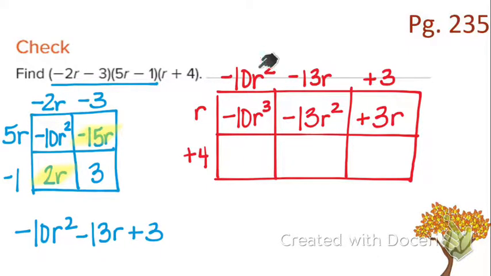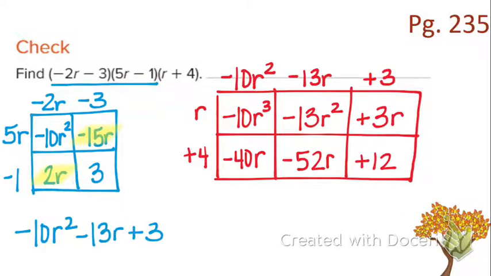In our second row, we're multiplying this top row by 4. So negative 10r squared times 4 is negative 40r. Negative 13r times 4, let's see what's that, 26, negative 52. Negative 52r. And then 3 times 4 is 12. So now we're ready to take out our answers.